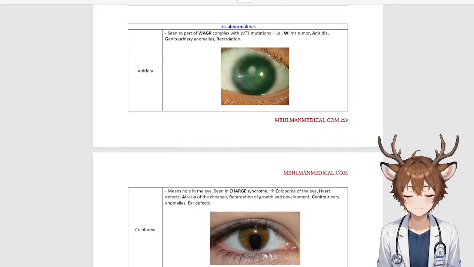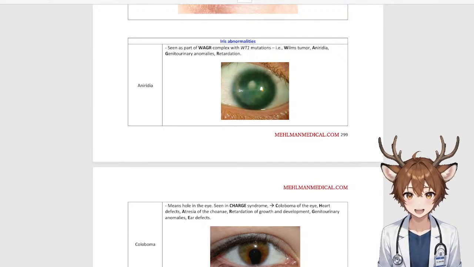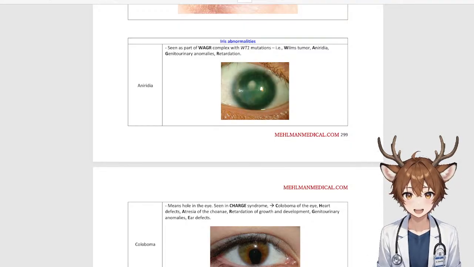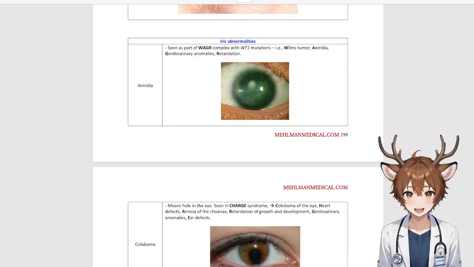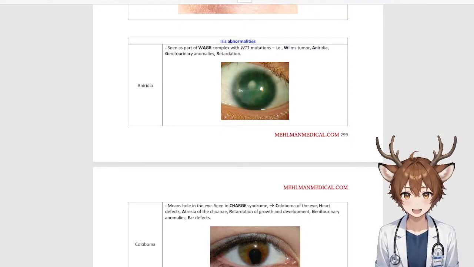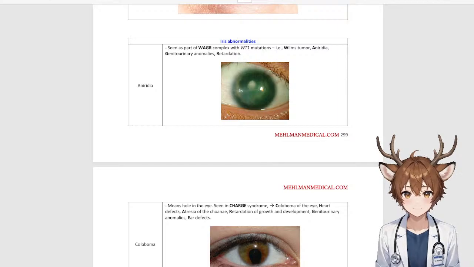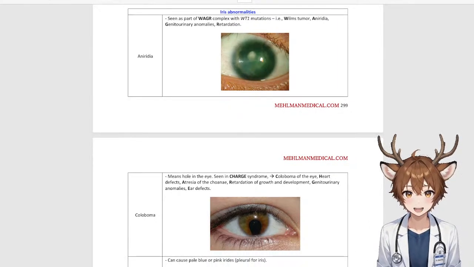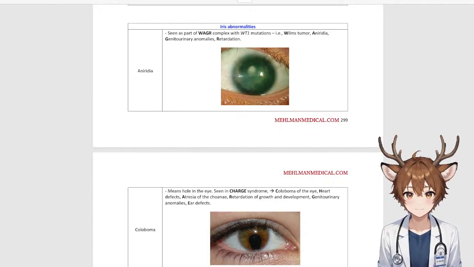Hello again. So we're on technically wrapping up page 299. We'll finish up on page 307, but we'll go back. Let's go now to iris abnormalities. So iris abnormalities, starting off with aniridia, seen as part of WAGR complex with WT1 mutations, i.e. Wilms tumor, aniridia, genitourinary anomalies, and retardation. So look at that eye right there, that aniridia. There is a lack of iris, you could say.